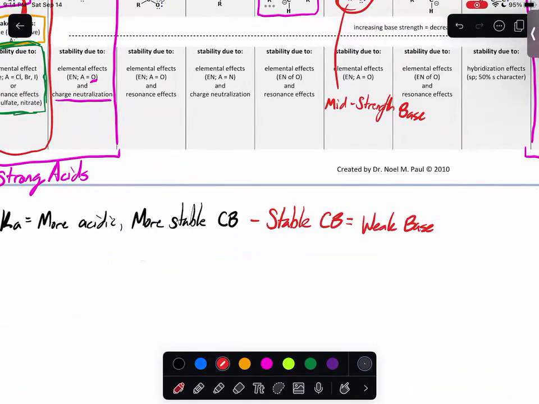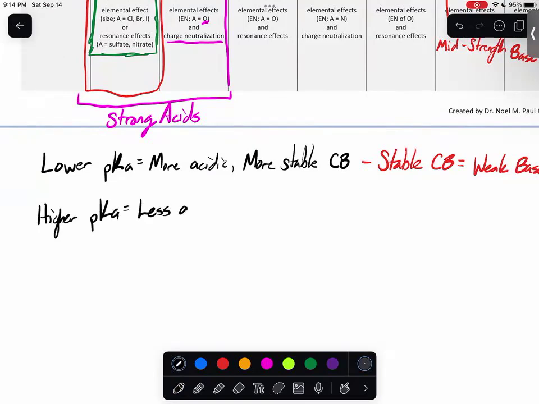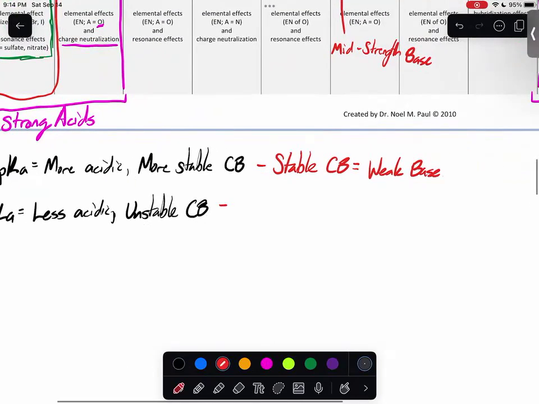Same thing can be said on the other end of the scale. A higher pKa means that it is less acidic, right? It also means that it has an unstable conjugate base. And as we know, an unstable conjugate base is a strong base.